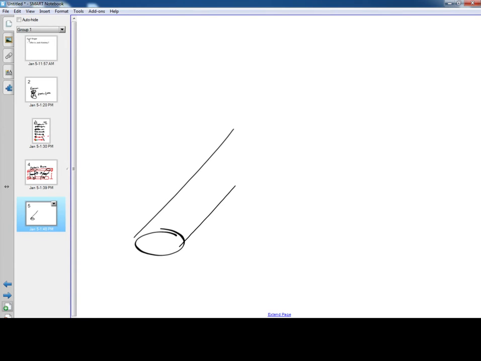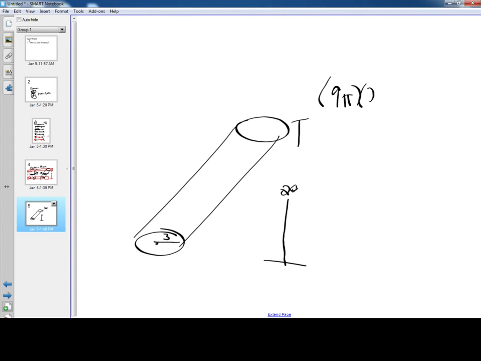So if I had this going on, and I said this has a radius of 3, and the height is, I don't know, we'll go with 20. Is that cool? Then I could say, to find the volume of this shape, I would find the area of the base, which would be pi times 3 squared, or 9 pi, correct? And then I would simply multiply that by 20. So I'd have 180 pi. And there it is. Units cubed.